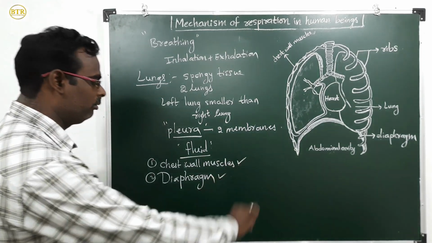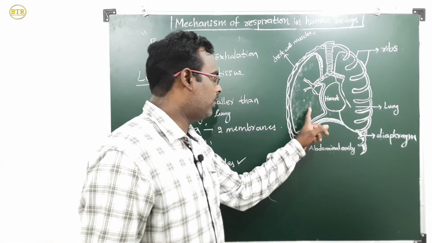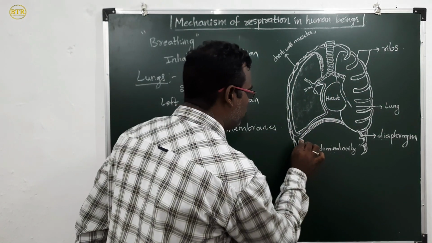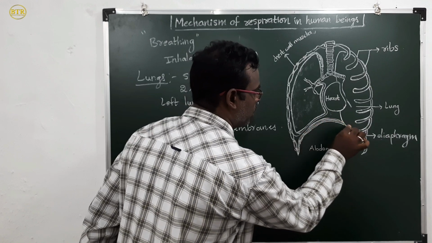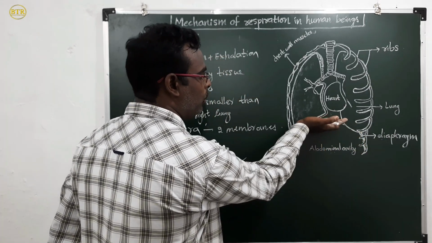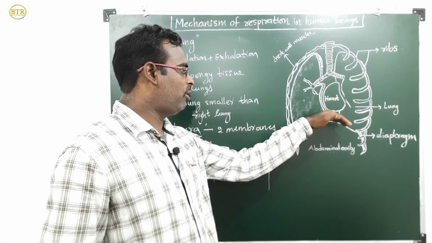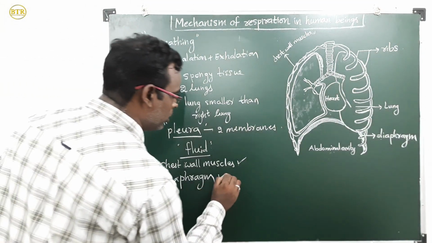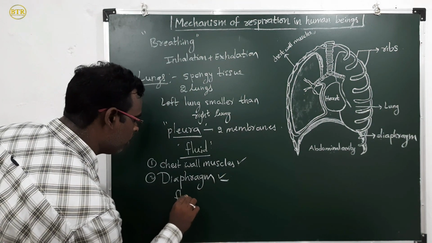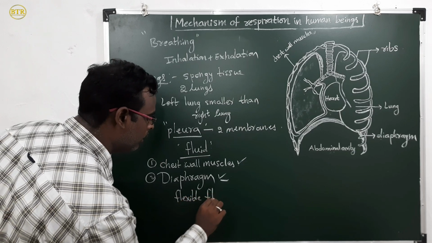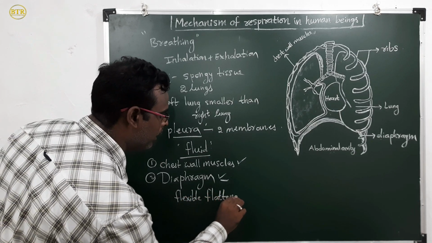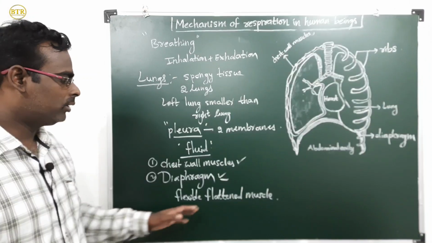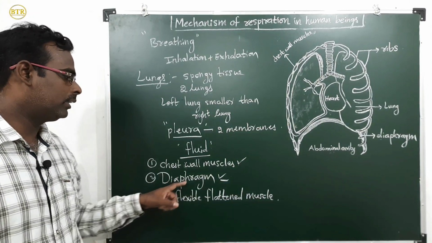Next, what about the diaphragm? What is the diaphragm? See here, see the diagram. These are the lungs, two lungs we have. Below the lungs, a flexible, flattened muscle is present. That muscle is called a diaphragm. So the diaphragm is a flexible, flattened muscle present below the lungs.